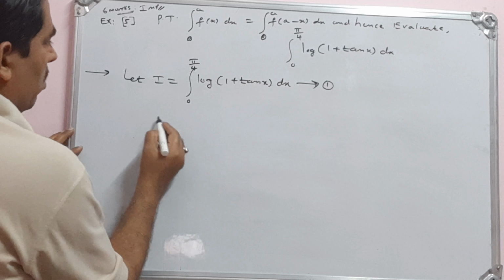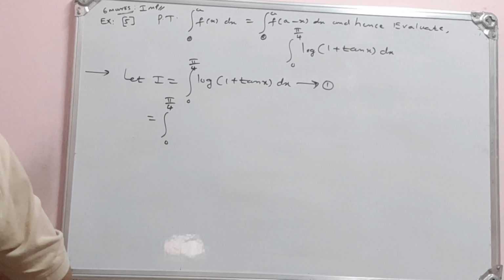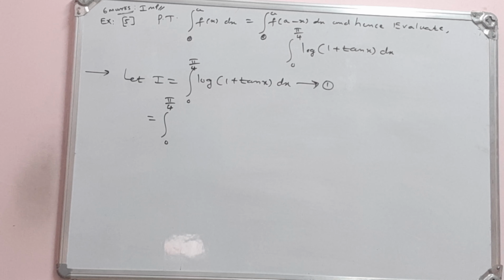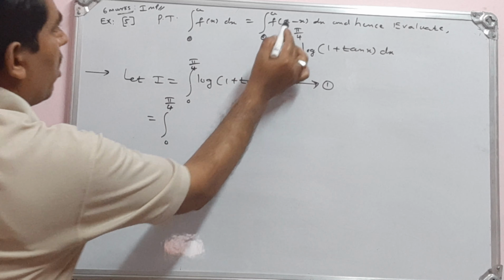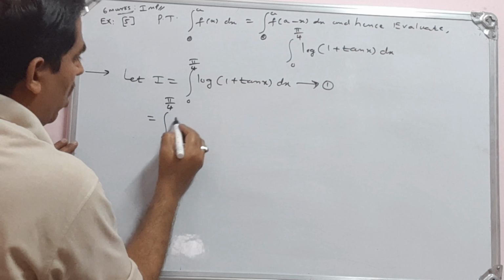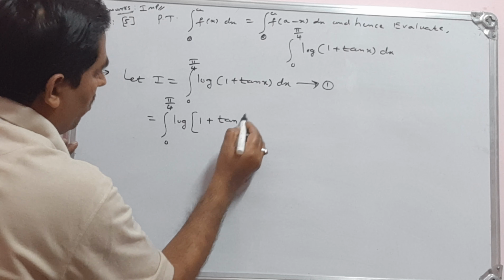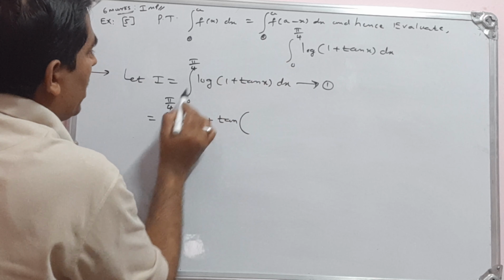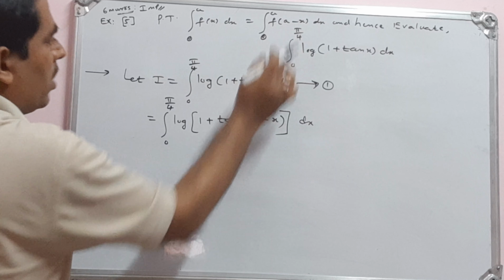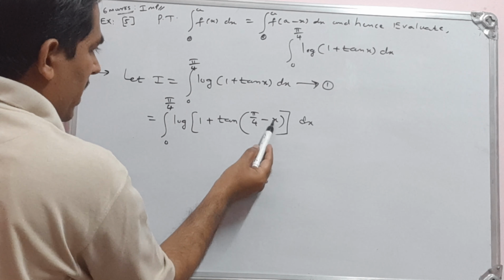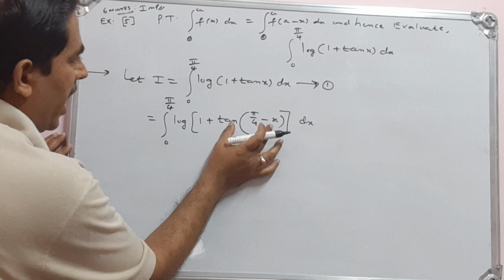Now I will apply this property. That is 0 to pi by 4. Observe this, 0 to pi by 4. Now I will apply upper limit minus x. So log of 1 plus tan of a minus x into dx. What is a? a is pi by 4. So I have applied that here: a minus x, where a is pi by 4, and the limits are 0 to a, that is 0 to pi by 4. Now see, tan of pi by 4 minus x.